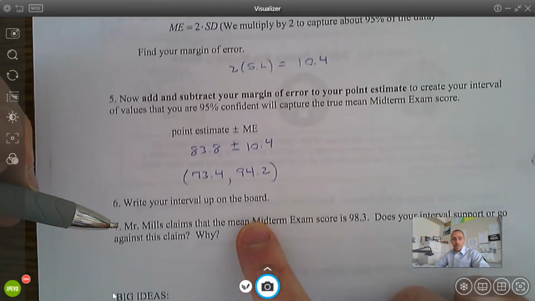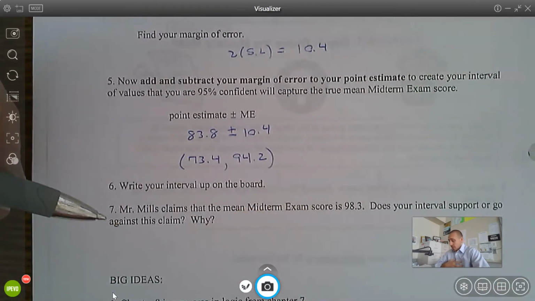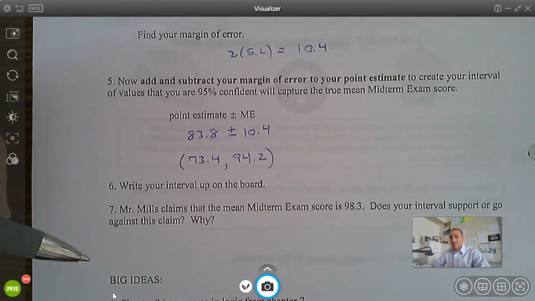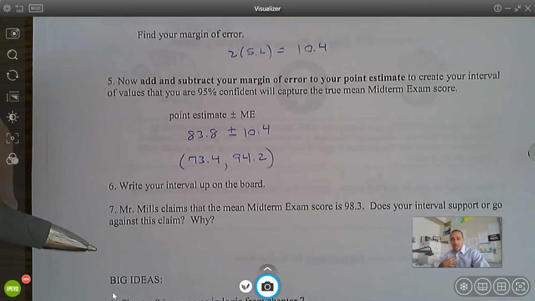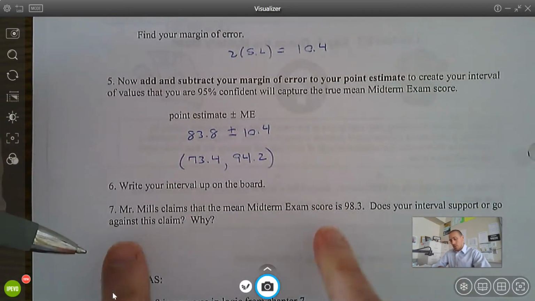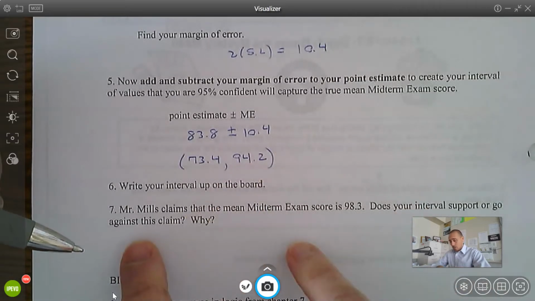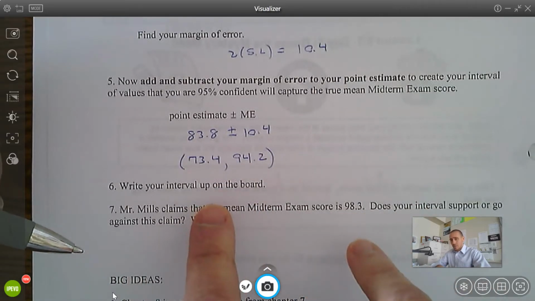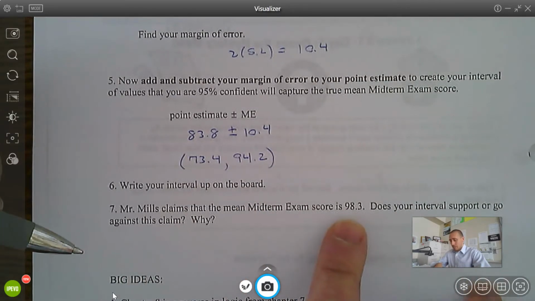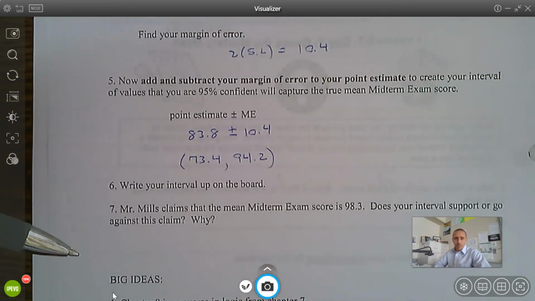Based on your confidence interval, I have this claim. I'm like, hey, I think the midterm exam score, like the real average, is 98.3. Do you think your interval, not mine, yours, does your interval support my claim or not, and why? So why don't you pause the video here and try to answer that question?